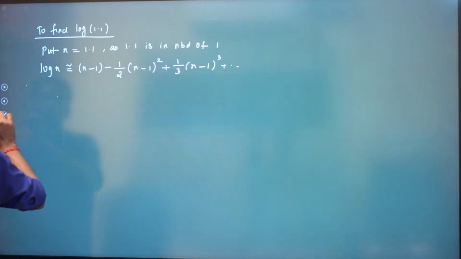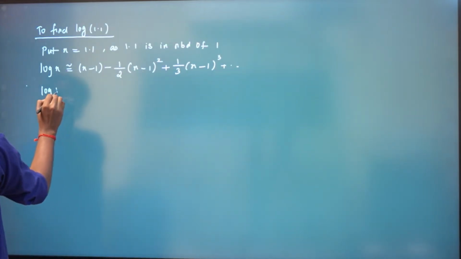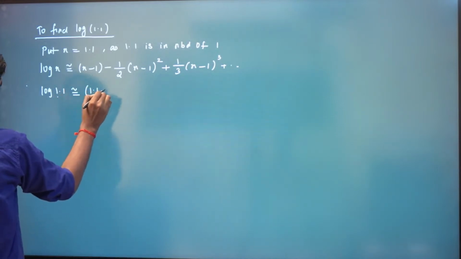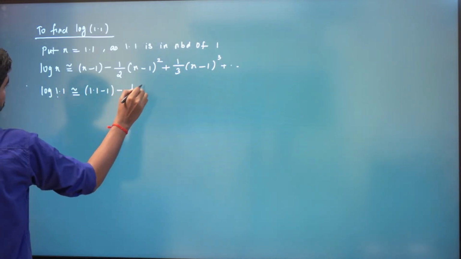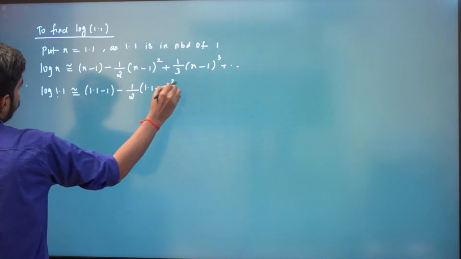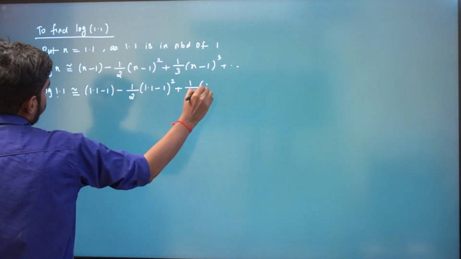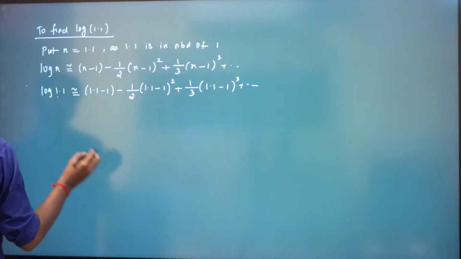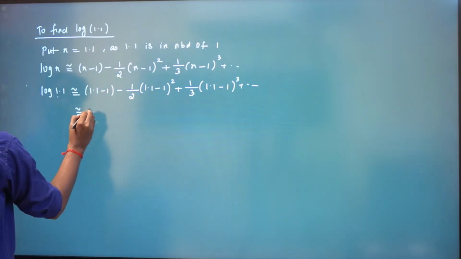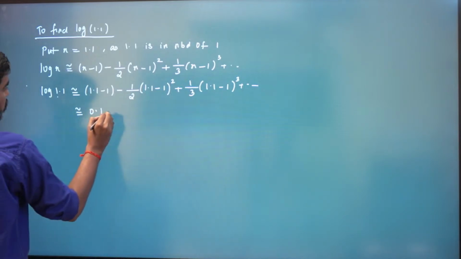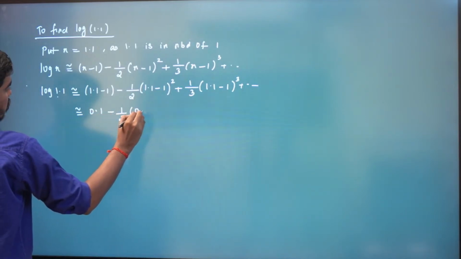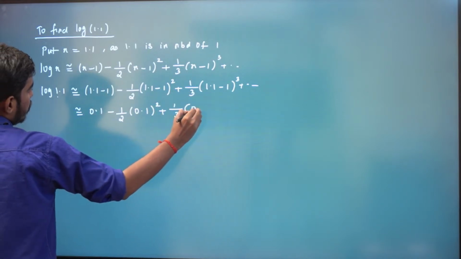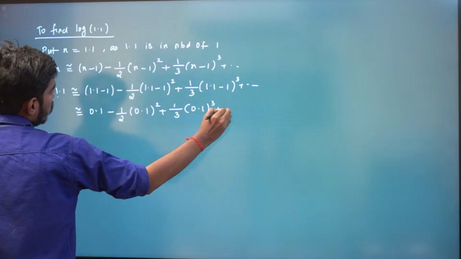Okay, just put x is equal to 1.1. So log 1.1 is approximately (1.1 minus 1) minus 1 by 2 (1.1 minus 1) squared, plus 1 by 3 (1.1 minus 1) whole cube, and so on. So this is approximately 0.1 minus 1 by 2 of 0.1 square plus 1 by 3 of 0.1 whole cube and so on.